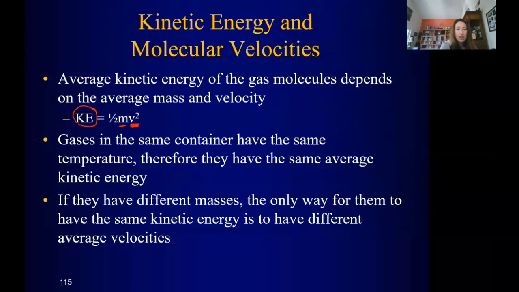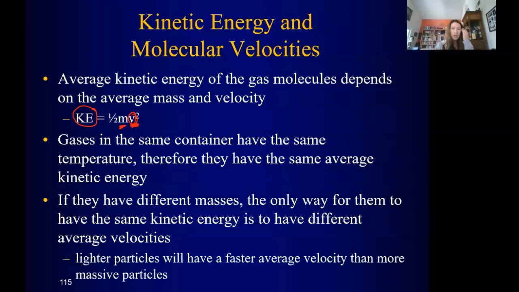Because if they have different masses, they must have different velocities. So if this is going to be the same, and if this number is different, that means velocity is going to be different. Therefore, heavier molecules and lighter molecules in the same container have the same kinetic energy, but they're not moving at the same speed. Light particles are going to move faster than heavy particles. So let's look at some gases to show you how this works.